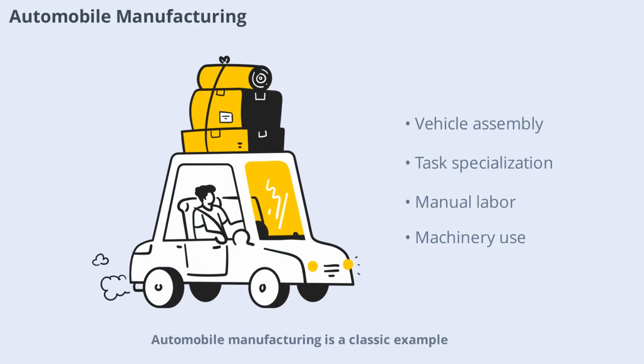Automobile manufacturing is a classic example of traditional manufacturing on a large scale. Factories assemble vehicles using a combination of manual labor and machinery, with each worker responsible for a specific task. The industry has evolved, but many traditional practices remain at its core.